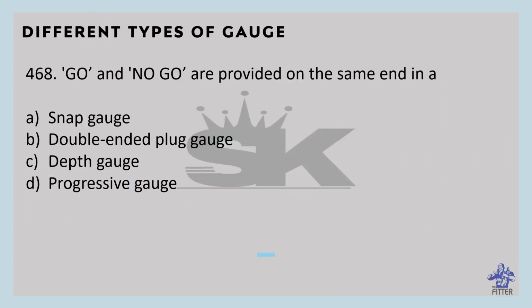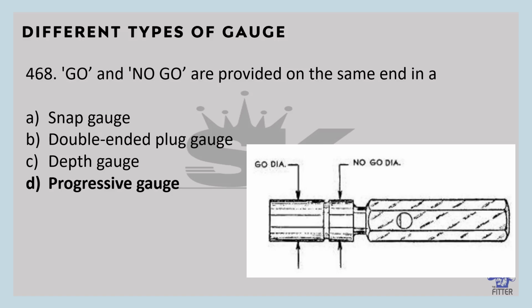Go and no go are provided on the same end in a progressive case. You can see here in the image. Go and no go are provided on the same end of the gauge. That is the progressive gauge.